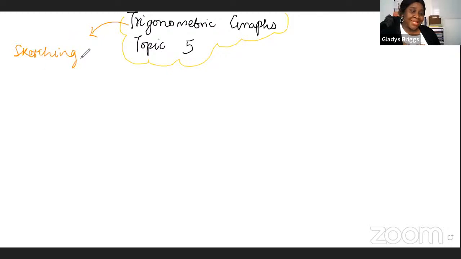And you know what sketching means? It doesn't mean that you're going to be given an XY table and asked to draw the graph based on the table. No, you're going to be thinking about some key points, and using those key points about the graph to make a sketch of the graph, okay? So the first key point is the period.